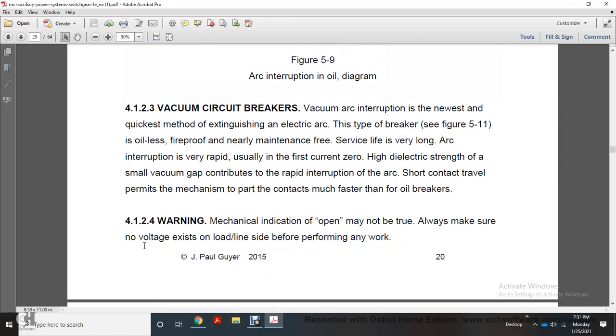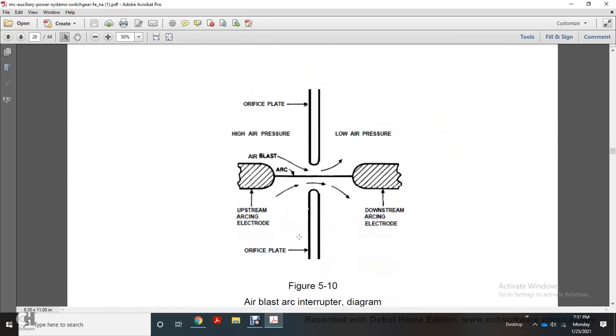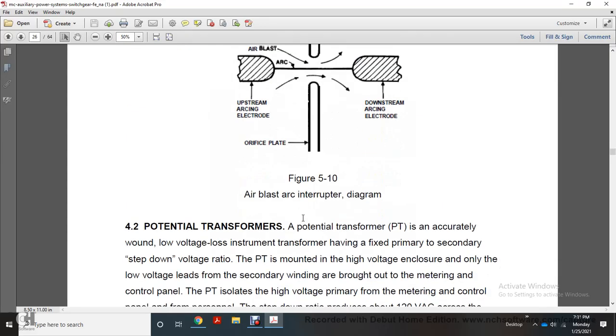Warning: mechanical indication of opening may not be true. Always make sure no voltage exists on the load or line side before performing any work. And Figure 5.10 shows the air blast arc interrupter: orifice plate, high air pressure, air blast, upstream arc electrode, downstream arc electrode, low air pressure, orifice plate.